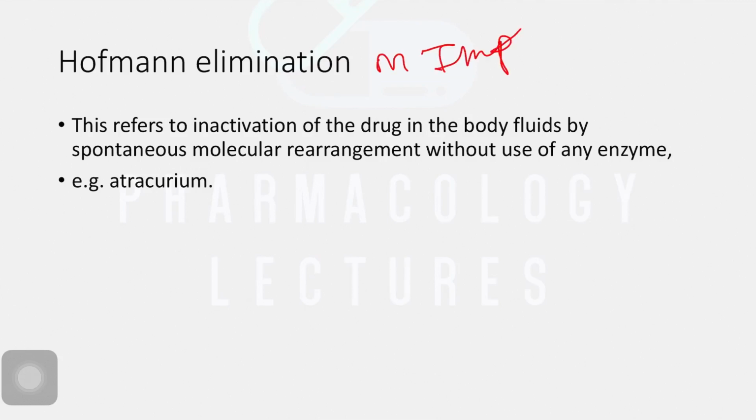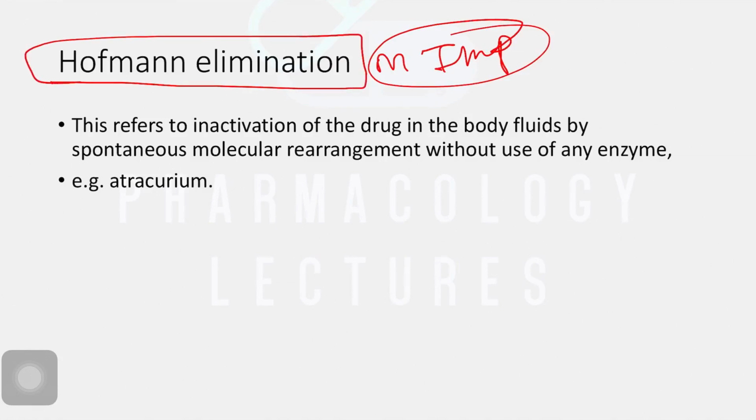Now one more important thing that can be asked in examination as a short question is, what is Hofmann elimination? A very peculiar and characteristic feature. You know, there are some drugs, for example atracurium. This is one of the drugs used in anesthesia as a muscle relaxant. So what is the way of metabolism? We have already seen most drugs get metabolized in the liver, kidney, gut mucosa, even in plasma. But what happens here?